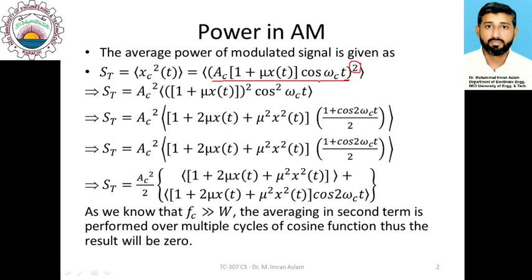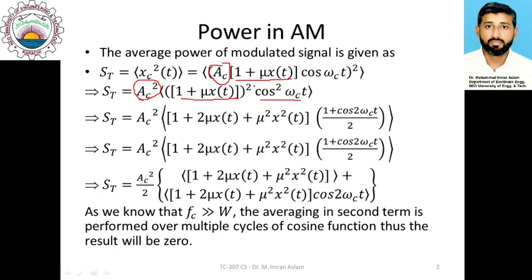So let me simplify this expression. We can notice that AC is a constant number because this represents the amplitude of the carrier wave, which is constant, so I can take it out from this averaging operator. So this AC square is available here. The rest of the term is mentioned. (1 plus mu x(t)) squared is here, and cos square omega c t.